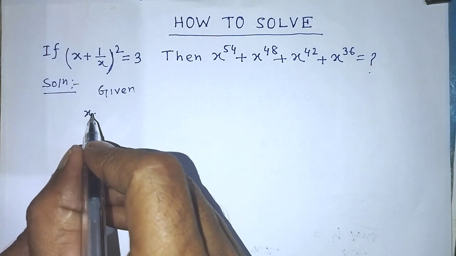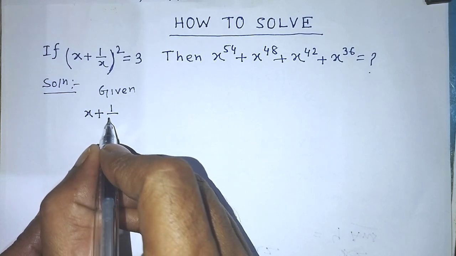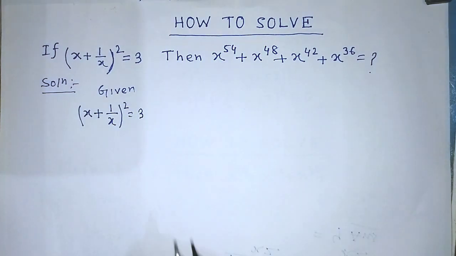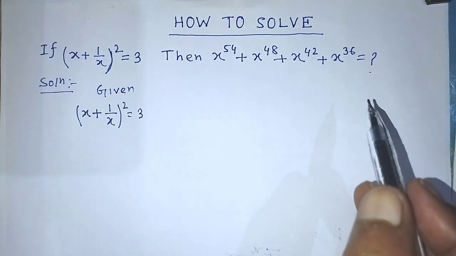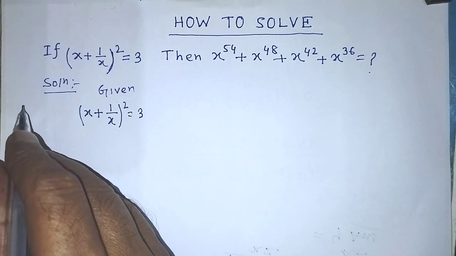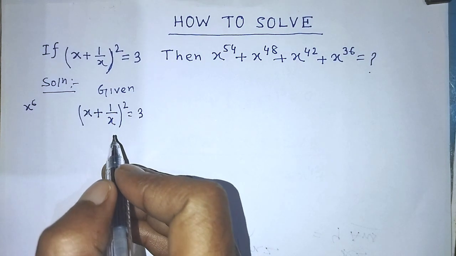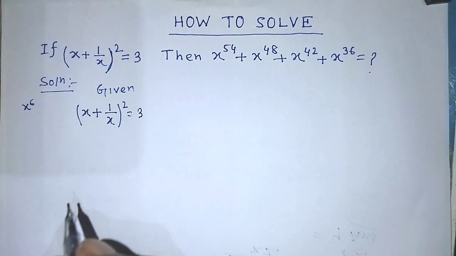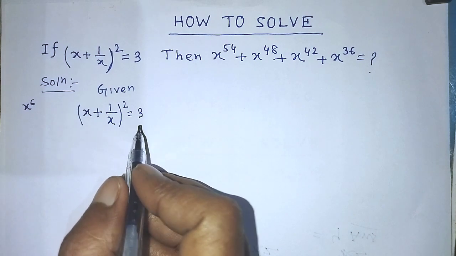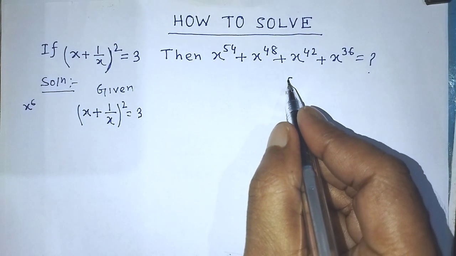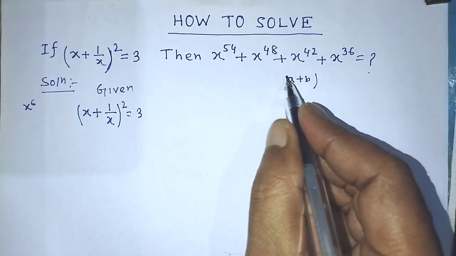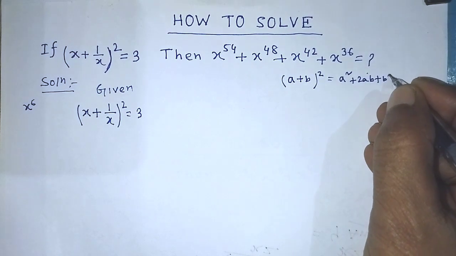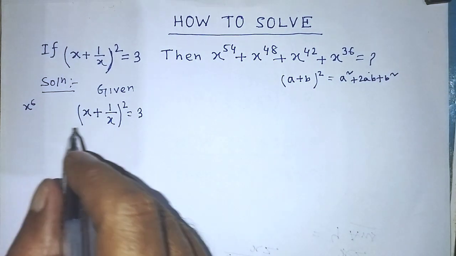So student, our given algebraic equation is (x + 1/x)^2 = 3. To find the value of this algebraic expression from this equation, we have to find the value of x^6, and then we are able to find the value of this algebraic expression. First of all we have to simplify the left hand side, so we apply the formula (a + b)^2 = a^2 + 2ab + b^2 on the left hand side of this equation.